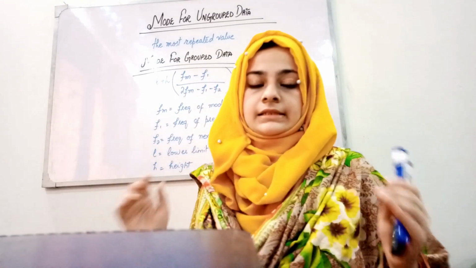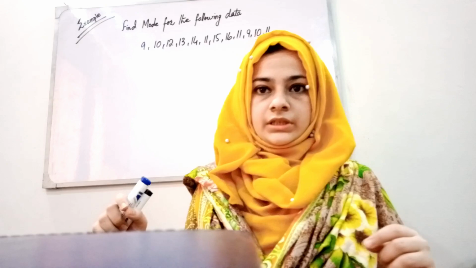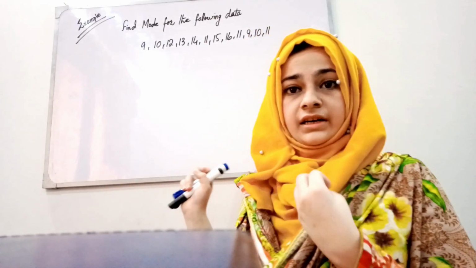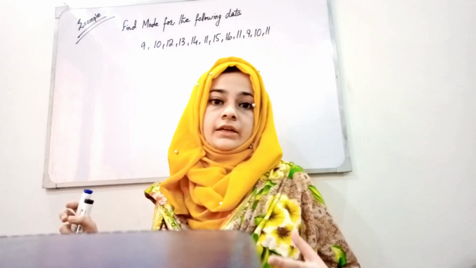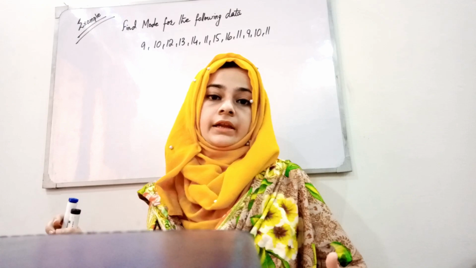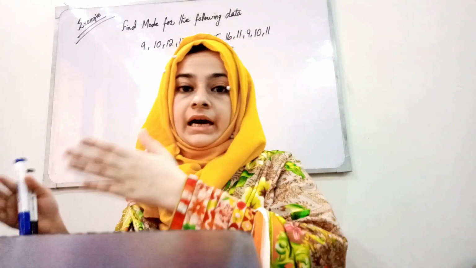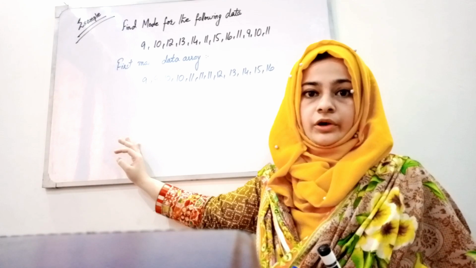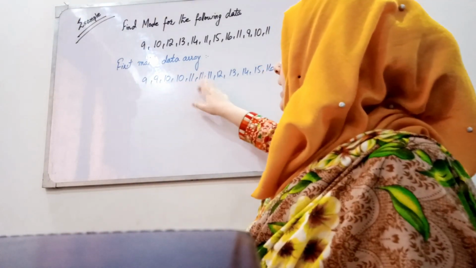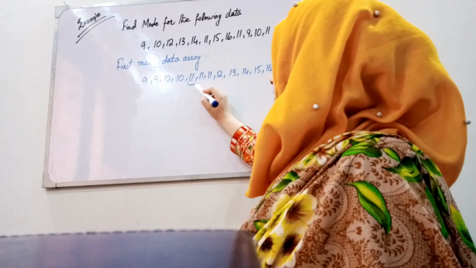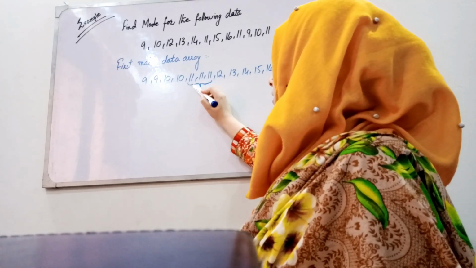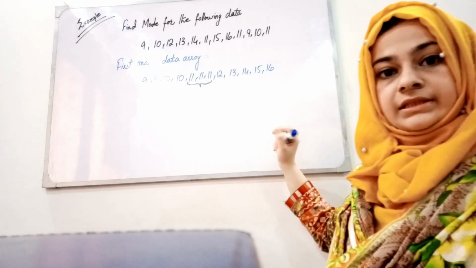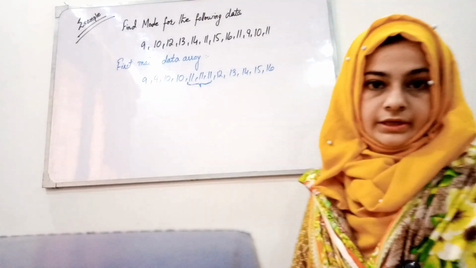Now here is a question: we need to find the mode for unarranged data. The data is not in statistical order, and for that, first we need to make the data array. We need to arrange our data in order. So students, after arranging the data into statistical order, we can see that 11 is the number that repeats the most. So 11 is the mode of that unarranged data.